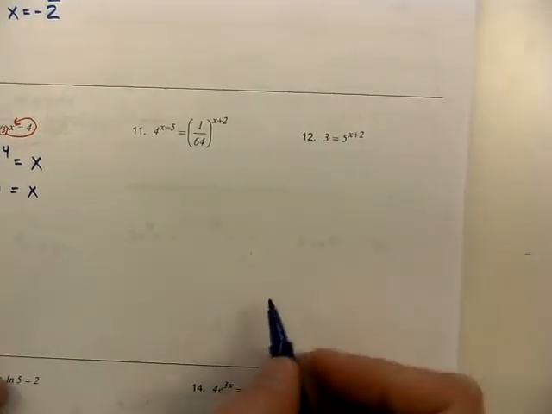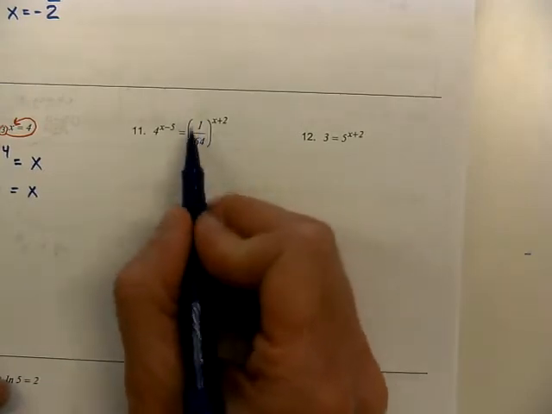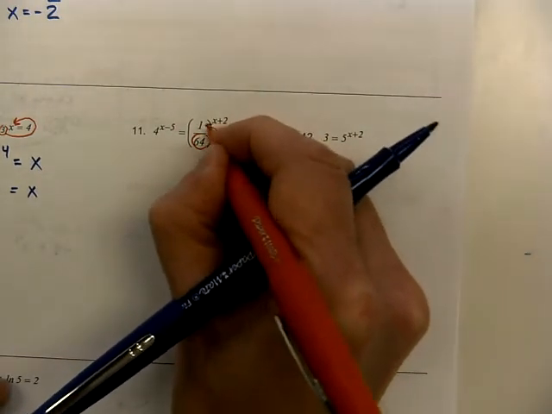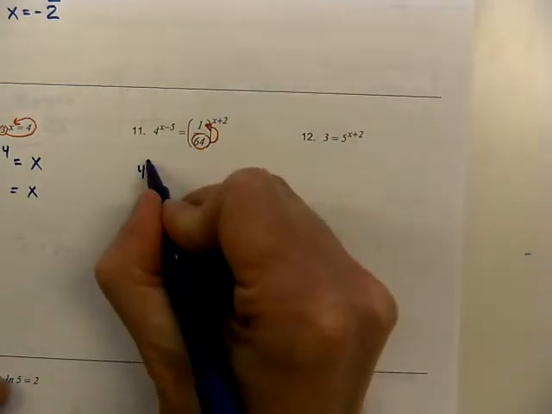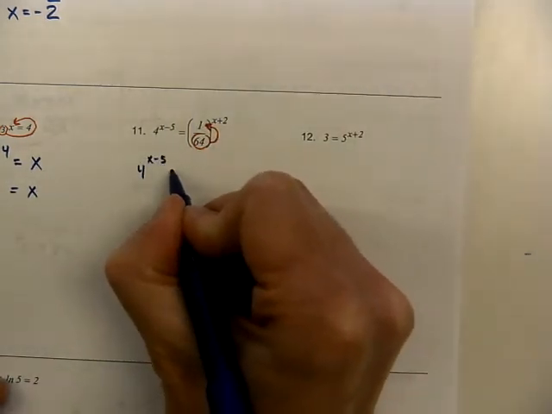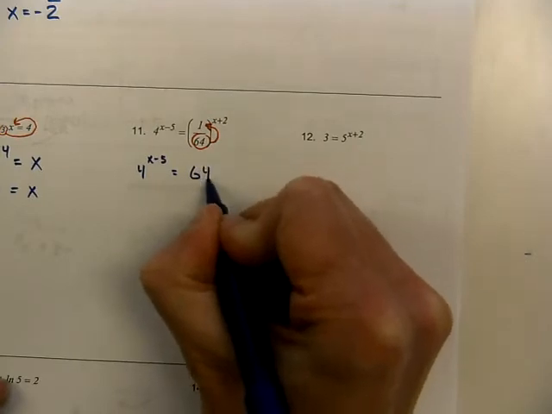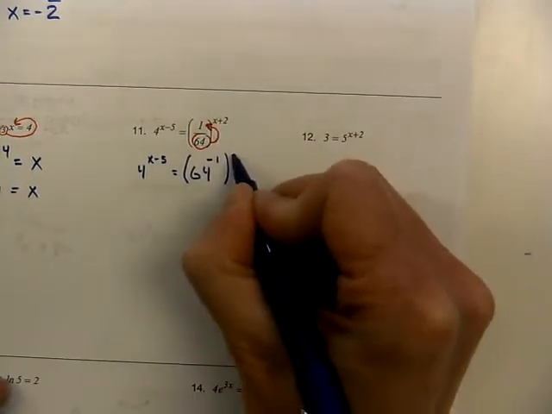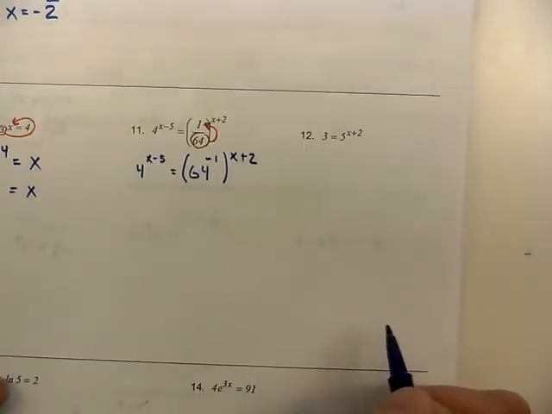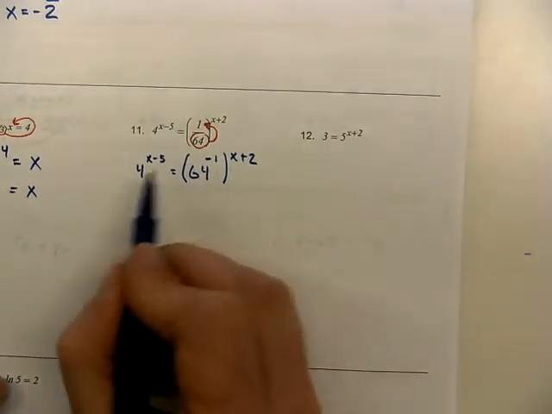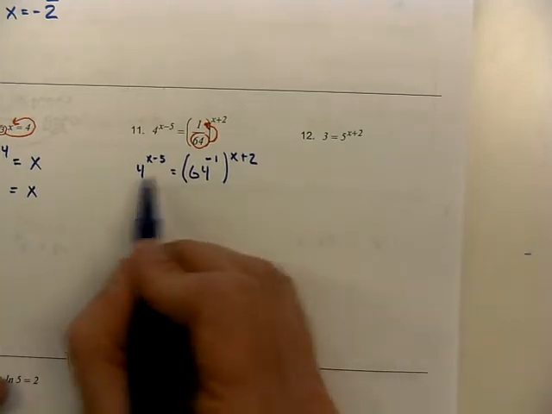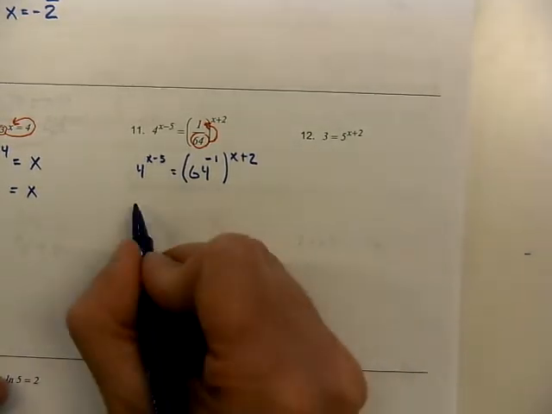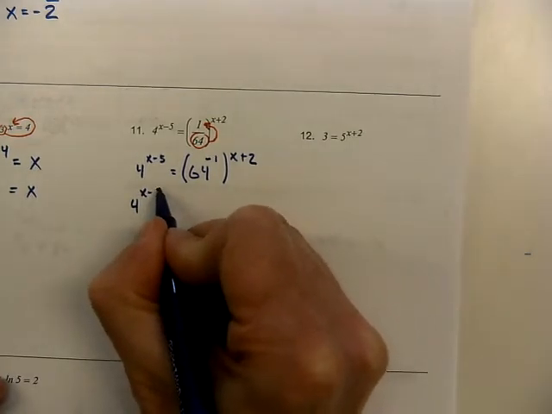Here's number 11. Again, we have this fraction here. So first step is let's lose the fraction, move the 64 into the numerator. So 4 to the power of x minus 5 on the left, that will equal 64. Now it has a negative exponent, and that is in turn being raised to the power of x plus 2. So now we have exponents on both sides, and we're trying to match the form. Can we take that 64 and replace it with 4 to some exponent?